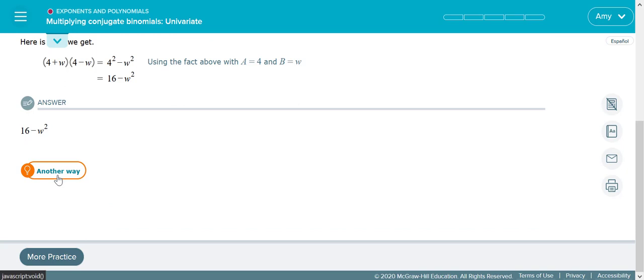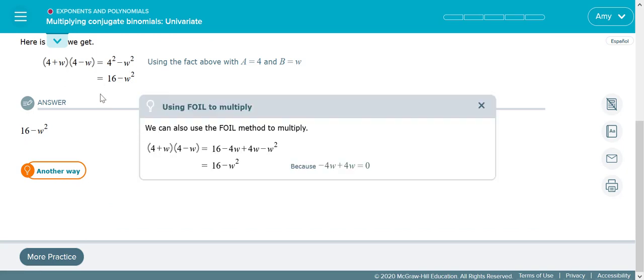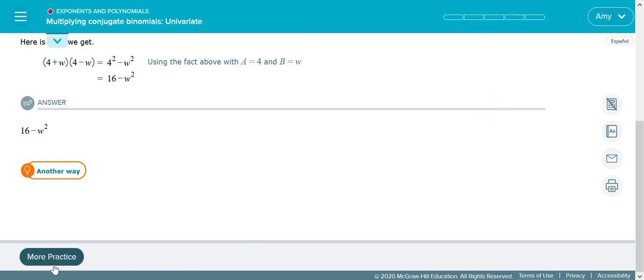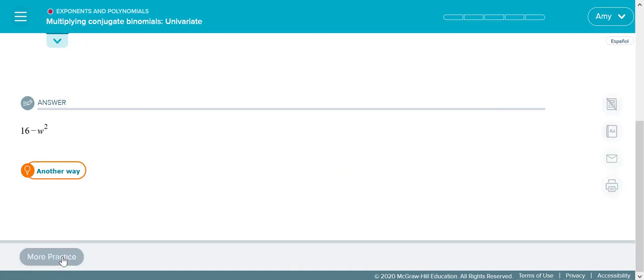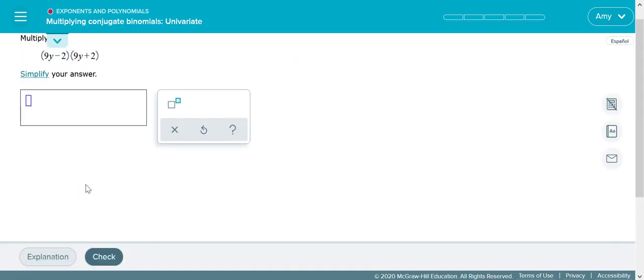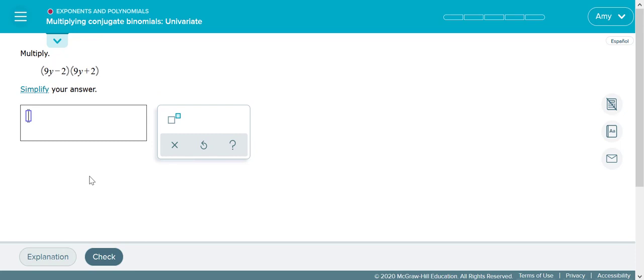Oh, real fast. Another way, in case that didn't quite make sense, it shows you another way to think about this. Some of those times it'll have another way listed. So let's click on more practice. And it does change the problem on us. Since it showed us how to solve that exact one, we have to practice a different one. So let's try this next one. And this time I'm going to use the box method.